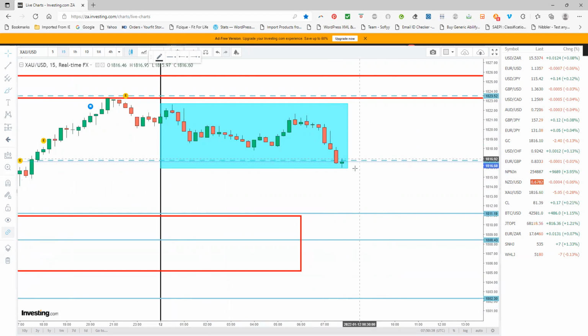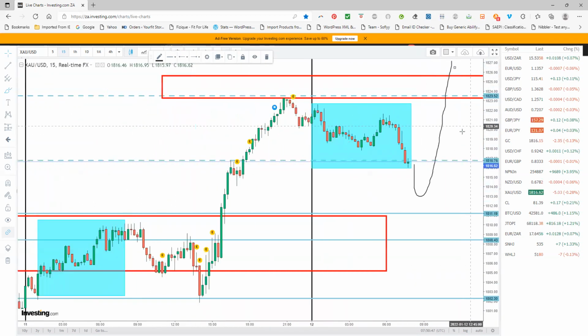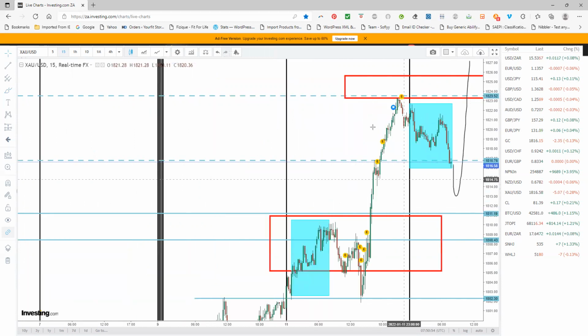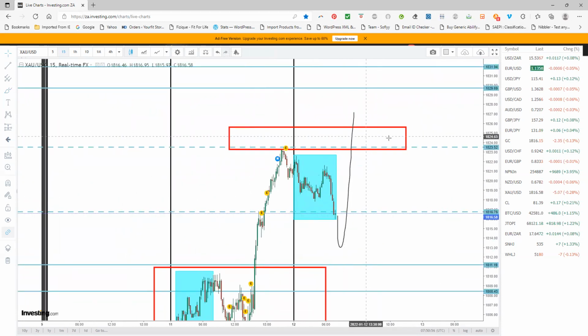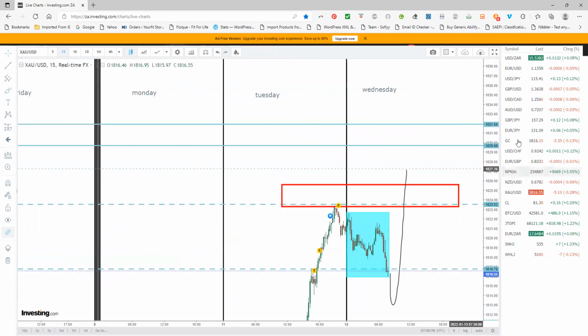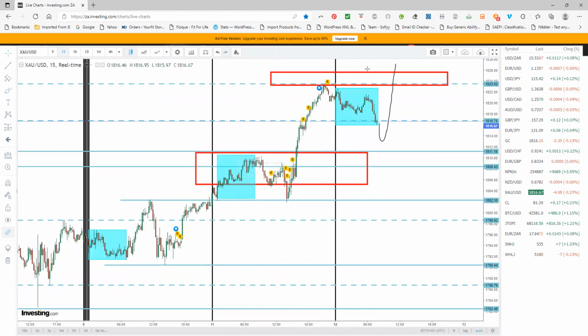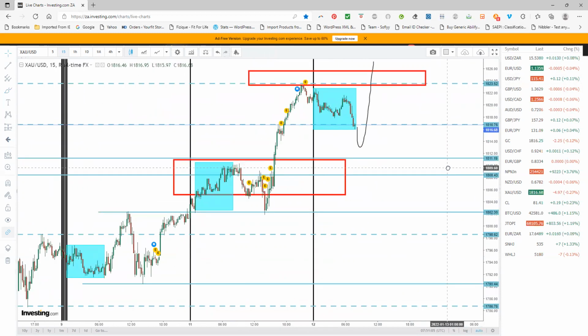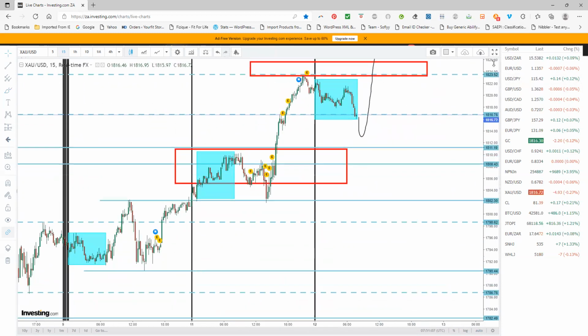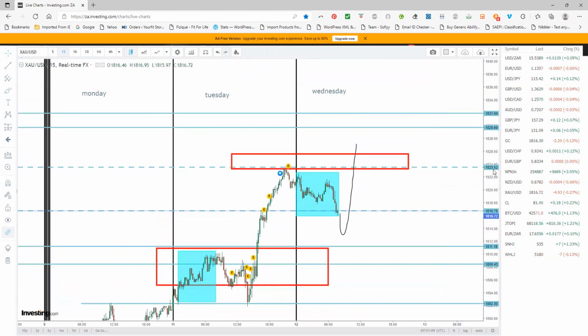Price will now do one of 2 things. Price will either stop hunt down, create an M, and push up. Why do we say that? We say that because we know we're on level 2, looking for level 3. Yeah. 1, 2. We know we're on level 2 now. We're going to level 3.